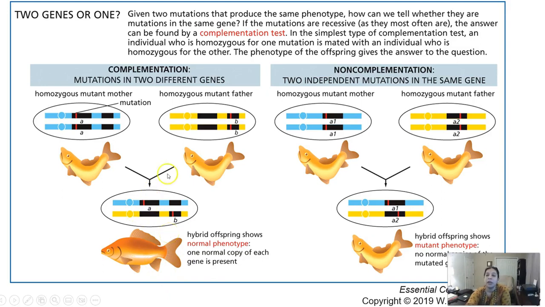In a non-complementation, your two different individuals that were mutated both had mutation of the same gene but at different points. And in this case, crossing them together would still give rise to a mutated phenotype. And you would know that there was only one gene involved in these two cases. Both of them had mutation in the same exact gene, so that even though you combine them together, you still ended up with a mutated phenotype. So there were no normal copies of that mutated gene present in that case.